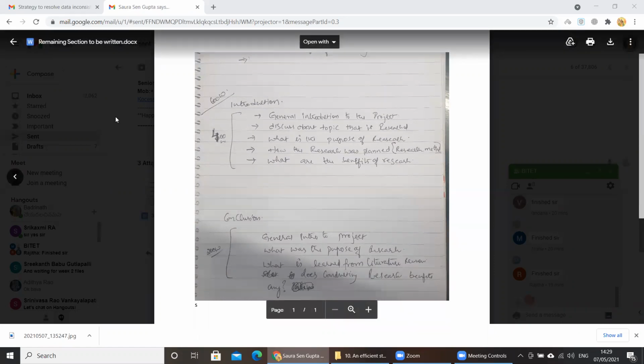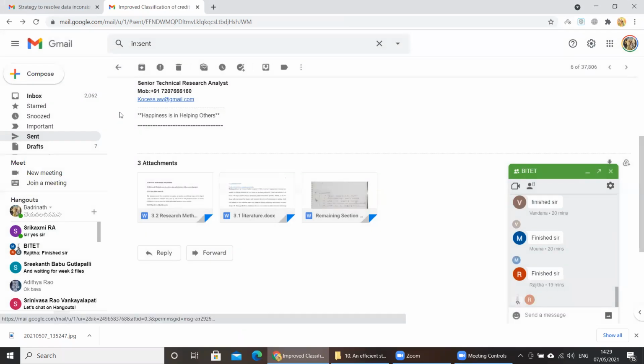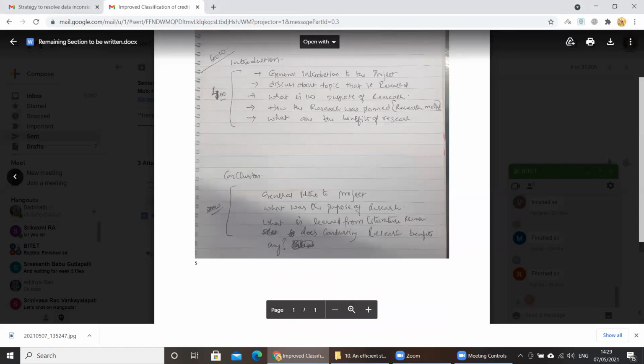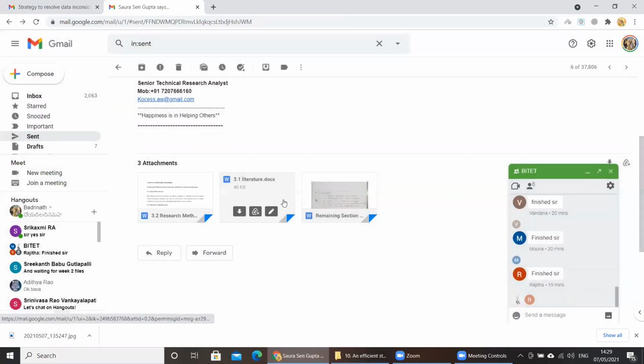Okay, so among the documents that I shared with you, some of you might have got documents where a research methodology section is separate and a literature review section is separate, along with the remaining sections that we need to complete. This section contains the contribution that we are going to make today. So we are supposed to include 3.1 literature review. Let's make the introduction, then the literature review part, then the research methods part, and the conclusion part.